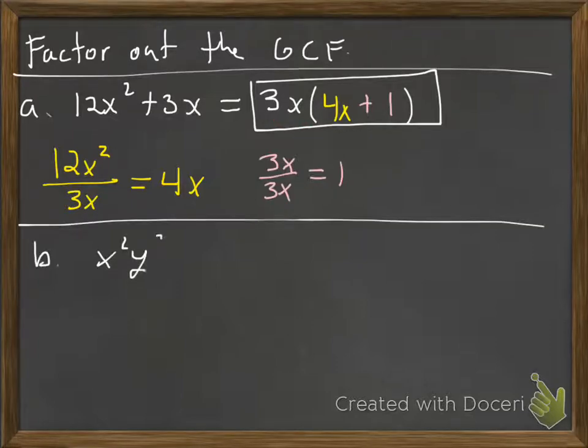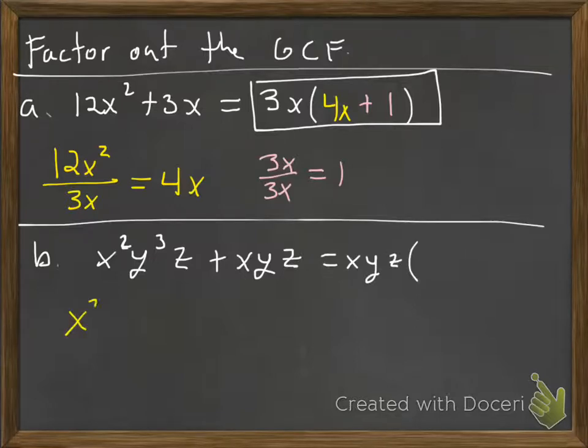Alright, what about x squared y cubed z plus xyz? Okay, and we don't have any numbers this time. The coefficients out in front are just 1s. So we need to take the smallest power of each variable we see. So we want an x, a y, and a z. And just like we did before, we're going to take the first term and divide it by what we factored out, which is xyz.